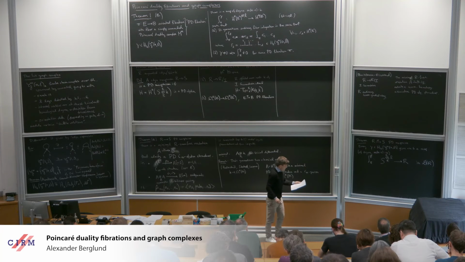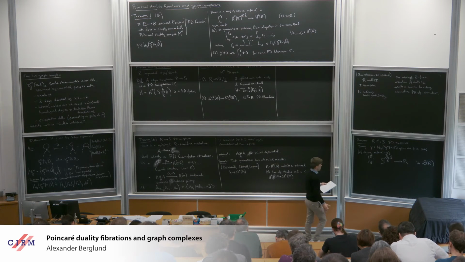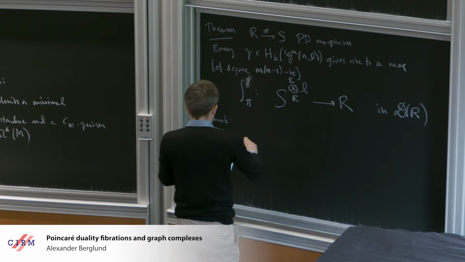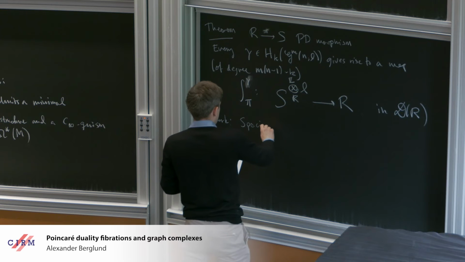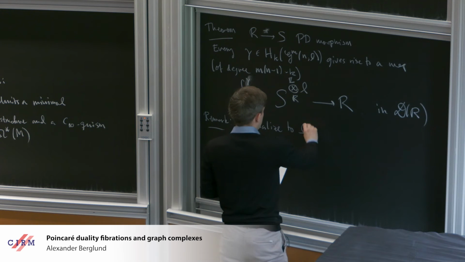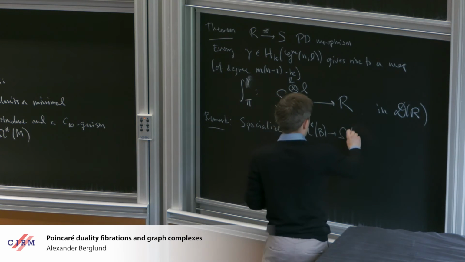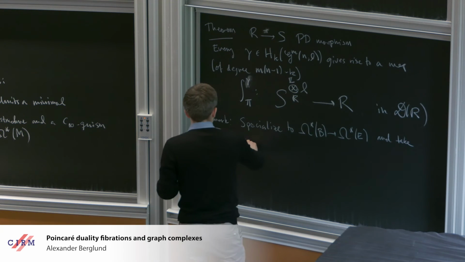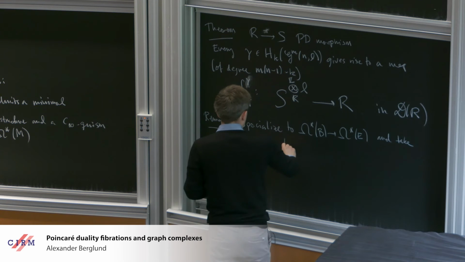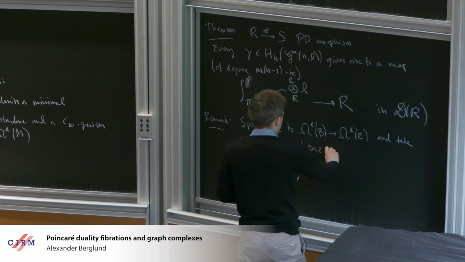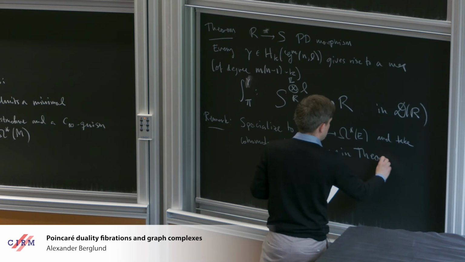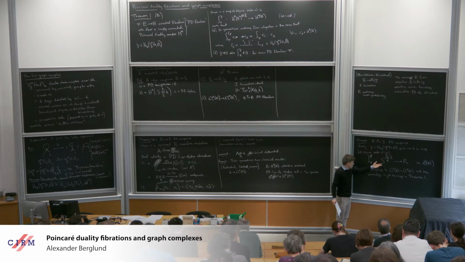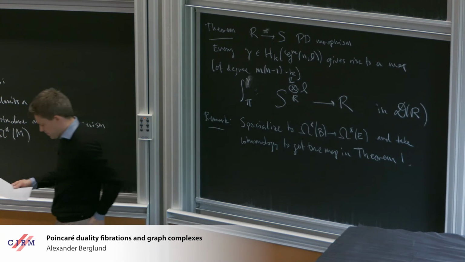Okay, so that's the theorem. Now this is a purely algebraic theorem, but it specializes to the theorem in the beginning, by specializing to this Poincaré duality morphism, and then taking homology, to get the map in the first theorem. So this is in fact a better theorem because it gives you a map in the derived category, not just on the level of homology.